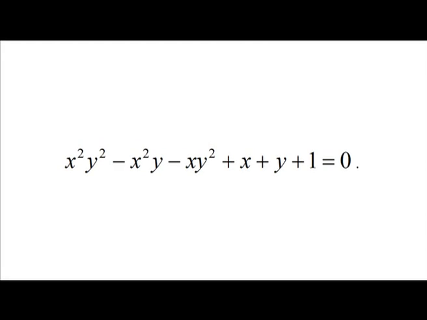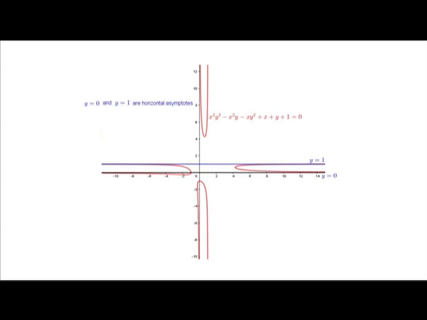Consider the example x square y square minus x square y minus x y square plus x plus y plus 1 is equal to 0. The highest power of x is x square and its coefficient is y square minus y. Thus, equating this coefficient y square minus y equal to 0, we get two horizontal asymptotes y equal to 0 and y is equal to 1.